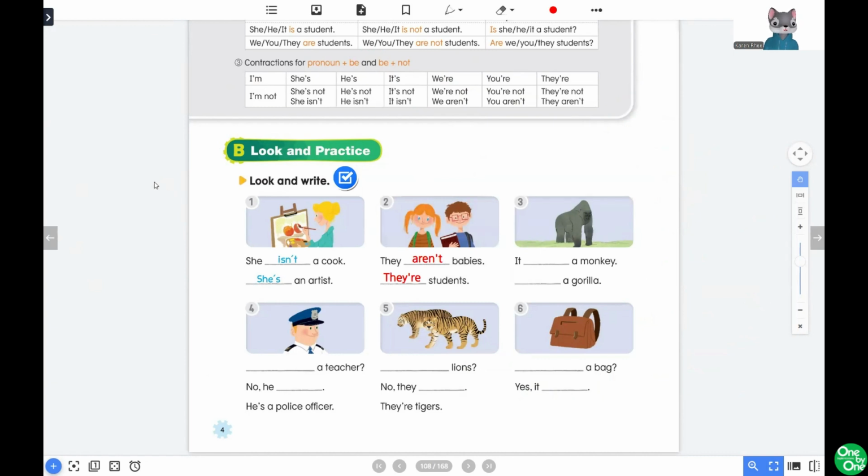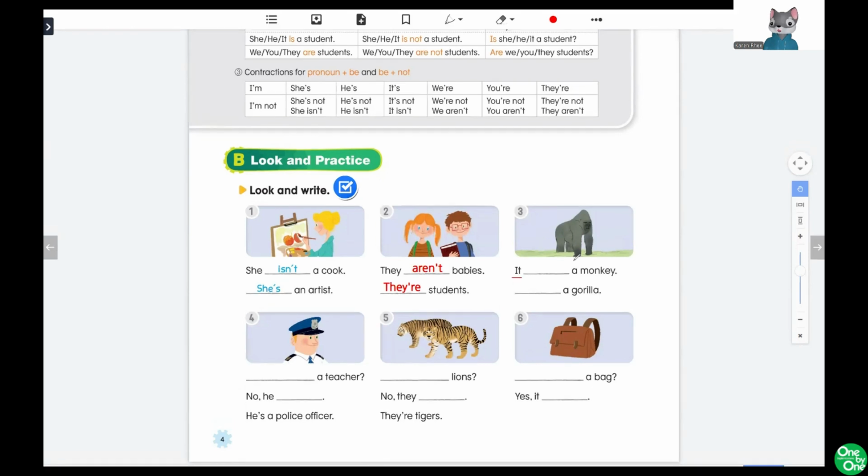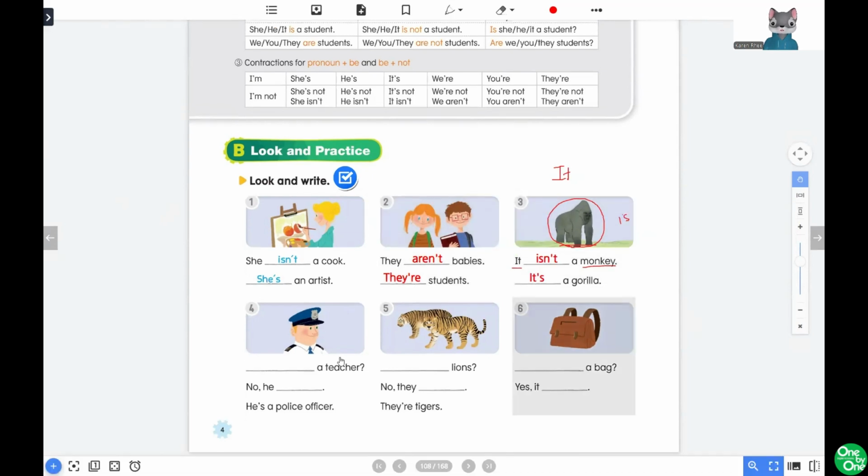Let's go over this together. If it's it, what do we need to use? We need to use the word is. So look at this picture. It's not a monkey, it's a gorilla. So what do we need to use? We need to use isn't. Very good. And at the end, because it's an animal, we always need to use this pronoun it. Now, it is a gorilla, but if you shorten it up, it would be, that's right, it's a gorilla.